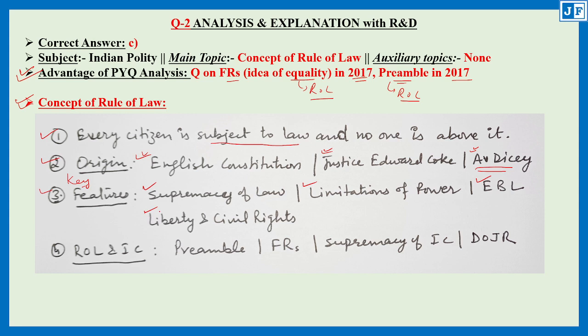Liberty and civil rights. Rule of law lies in providing liberty and civil rights. In the context of the Indian Constitution, the preamble contains the idea of rule of law. Fundamental rights, Article 14 related to equality, is based on the spirit of rule of law, right? Supremacy of the Indian Constitution reflects the spirit of rule of law, and the doctrine of judicial review also reflects it.